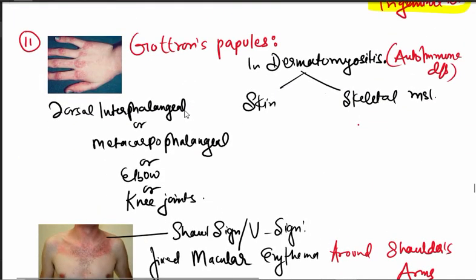Next one, we see here dorsal interphalangeal or metacarpophalangeal joints, and can be seen on the elbow or knee joint. These are the Gottron papules. They are seen in dermatomyositis. This is an autoimmune disease, and it involves skin and skeletal muscle both.